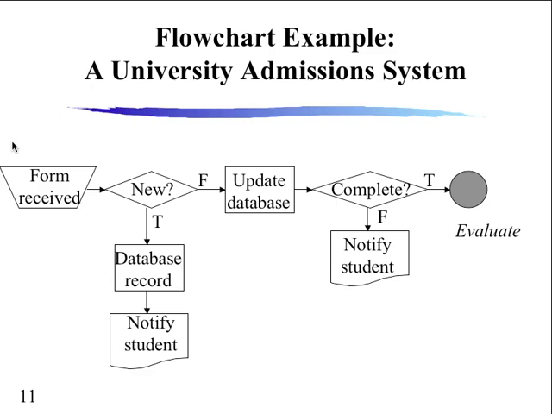Here's a flowchart example of the University Admission System, where we have a form that is received, and then we have a true or false, yes or no. I don't even know what this is doing. I could probably figure it out, but anyway. Is it update the database? If it's complete, go here to evaluate. If it fails, notify the student that your application is not complete, or take another route.